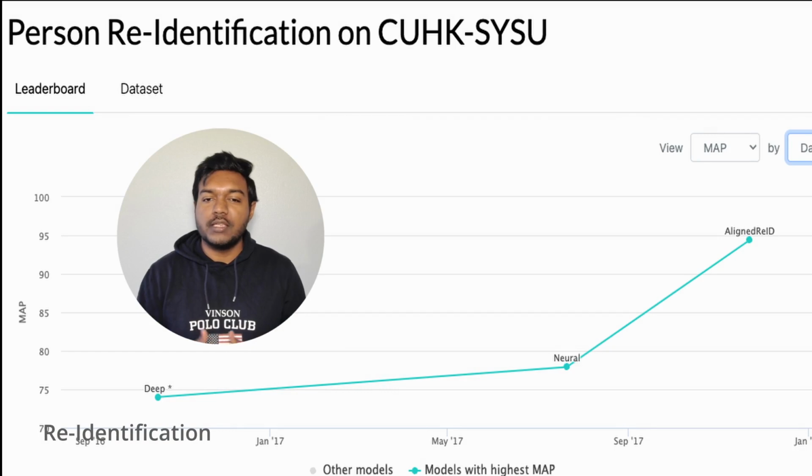One of the popular examples of reidentification is AlignedReID++. This is an advanced framework built on the foundation of deep learning. It's designed to enhance the accuracy and efficiency of person reidentification. This will work by aligning images and learning discriminative features. It's like giving AI a supercharged pair of glasses.